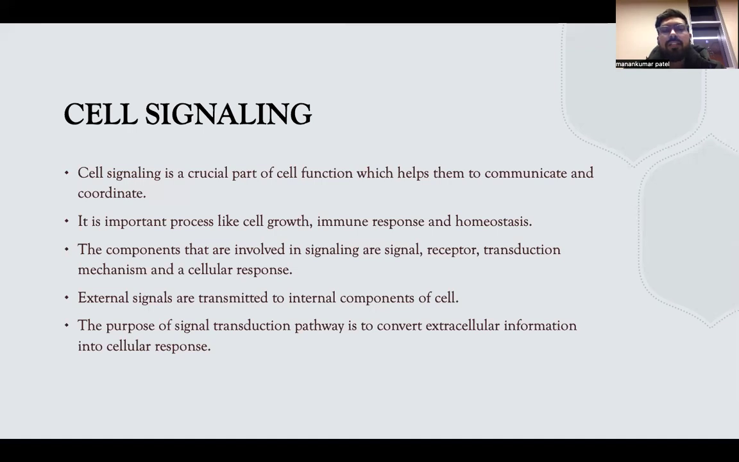External signals are transmitted to internal components of the cell, and the purpose of the signal transduction pathway is to convert the extracellular signal that was received by the receptor into a cellular response, which signals internal components to function.